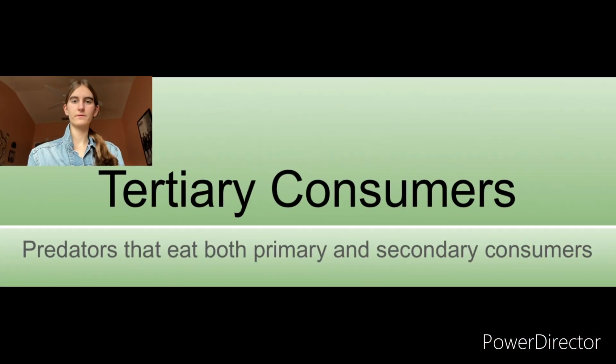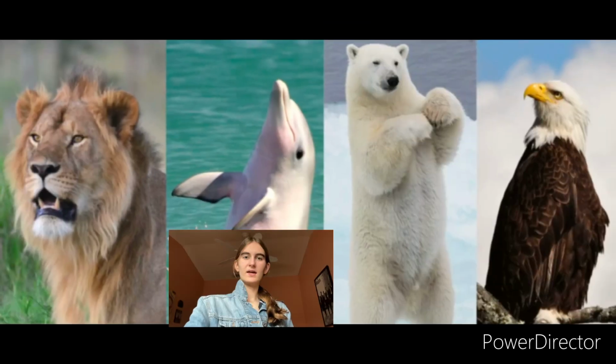On the fourth trophic level, above the producers, primary consumers, and secondary consumers, there are tertiary consumers. Tertiary consumers are animals who eat both primary and secondary consumers. A few examples of tertiary consumers are lions, tigers, bears, and killer whales. These animals are at the tops of the food chain, food web, and energy pyramid.